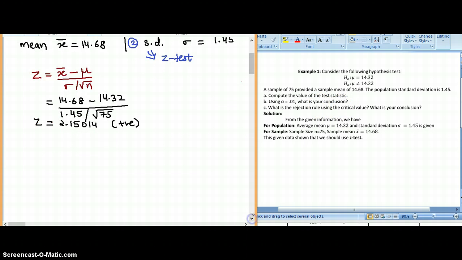Now next thing, using alpha equal to 0.01, what is your conclusion? Alpha is given as 0.01. We use alpha, that is level of significance, 0.01, to do the conclusion. So for that, first we need to get the critical region.